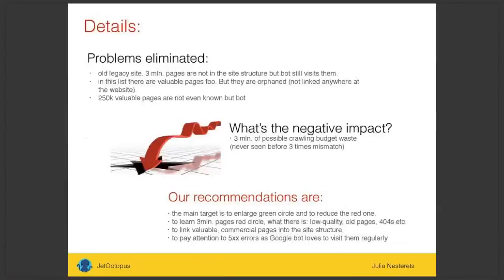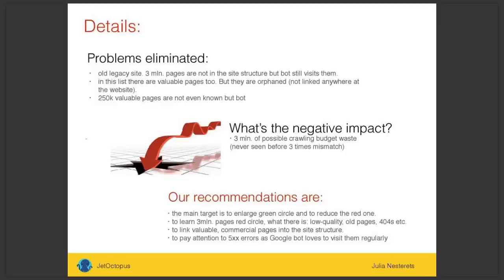It is all a legacy site, and 3 million pages are not in the site structure, but bots still visit them. In this list, there are valuable pages too, but they are orphaned, meaning they are not linked anywhere, and we should do something with it. Another problem: 250,000 valuable pages are not even known by the bot. The negative impact is 3 million pages of possible crawling budget waste. We have never seen such a 3 times mismatch before.